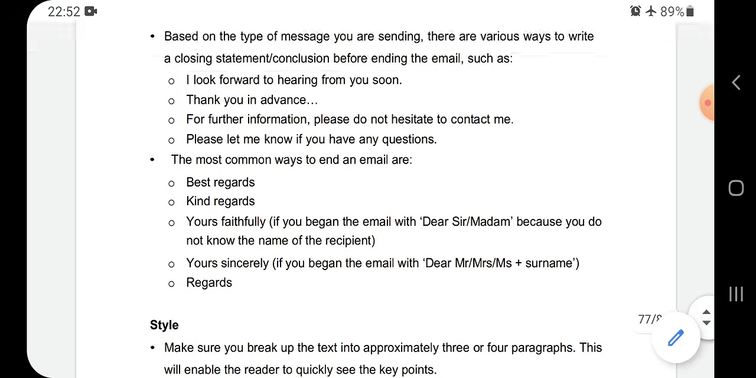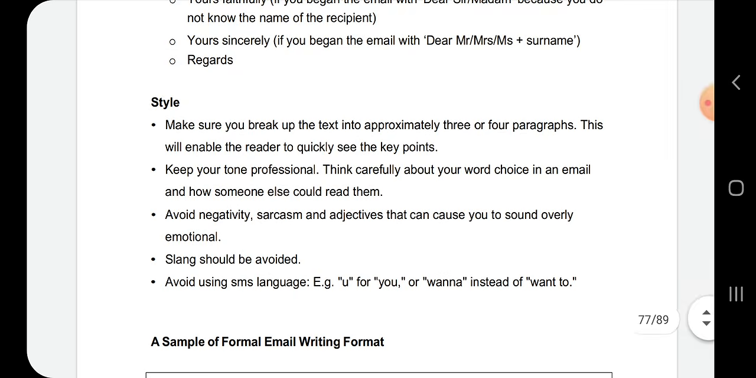So style, make sure you break up the text into approximately 3 or 4 paragraphs. This will enable the reader to quickly see the key points. So don't just write one full paragraph. Turn it into small paragraphs. Keep your tone professional. And guys, you will know when you are writing a formal email and an informal email.